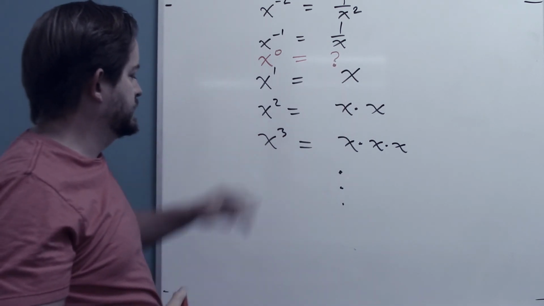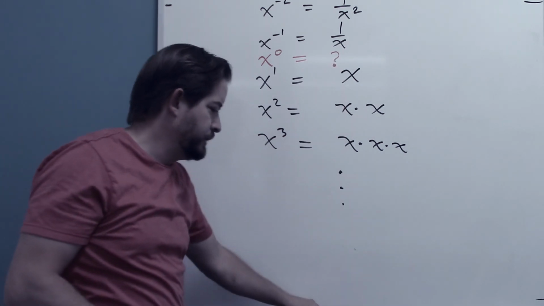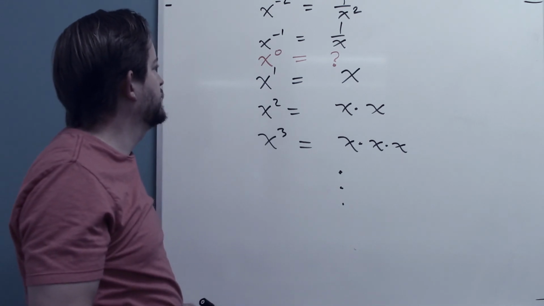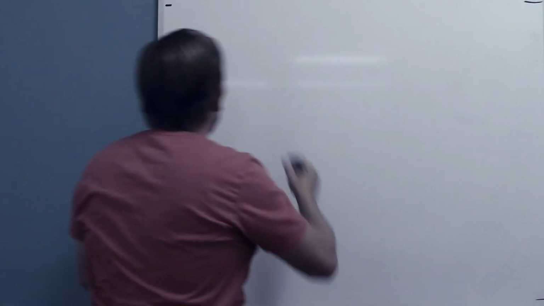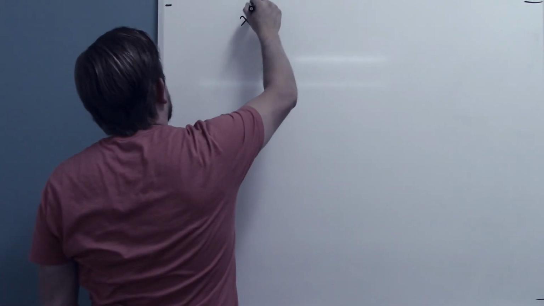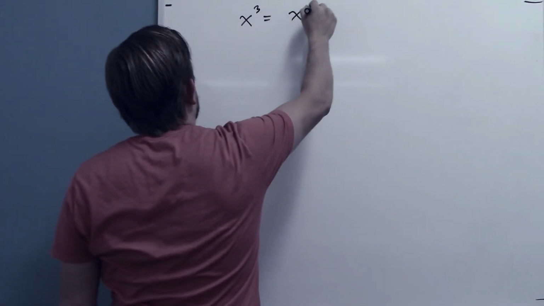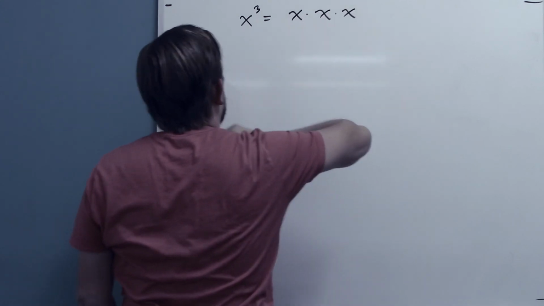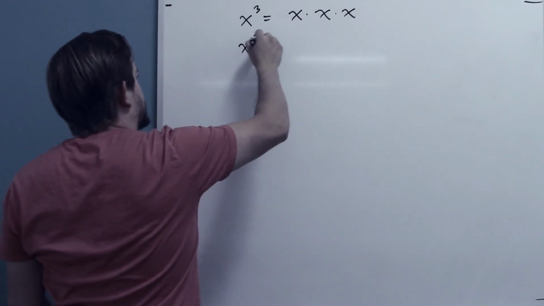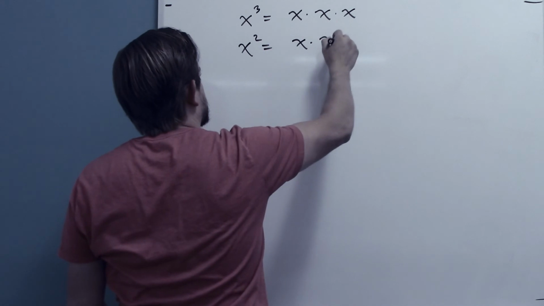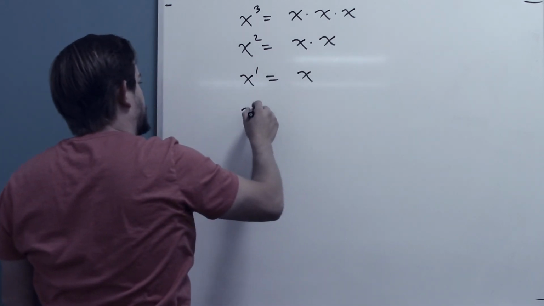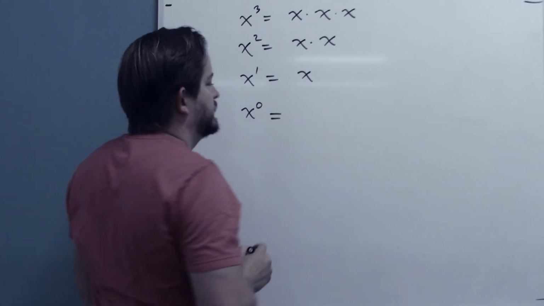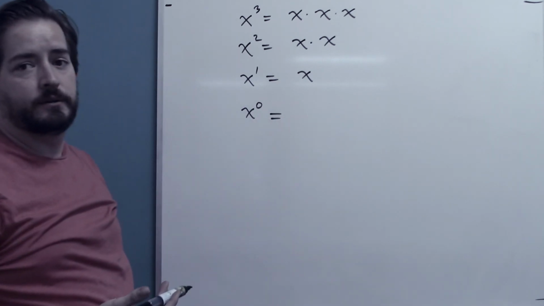I'm going to erase this because it's getting a little crowded and not beautiful. And I'm going to start over with, say, x to the 3rd. It's just x times x times x, right? x squared is just x times x. x to the 1 is just an x. And then what is x to the 0? And a lot of people say 0.